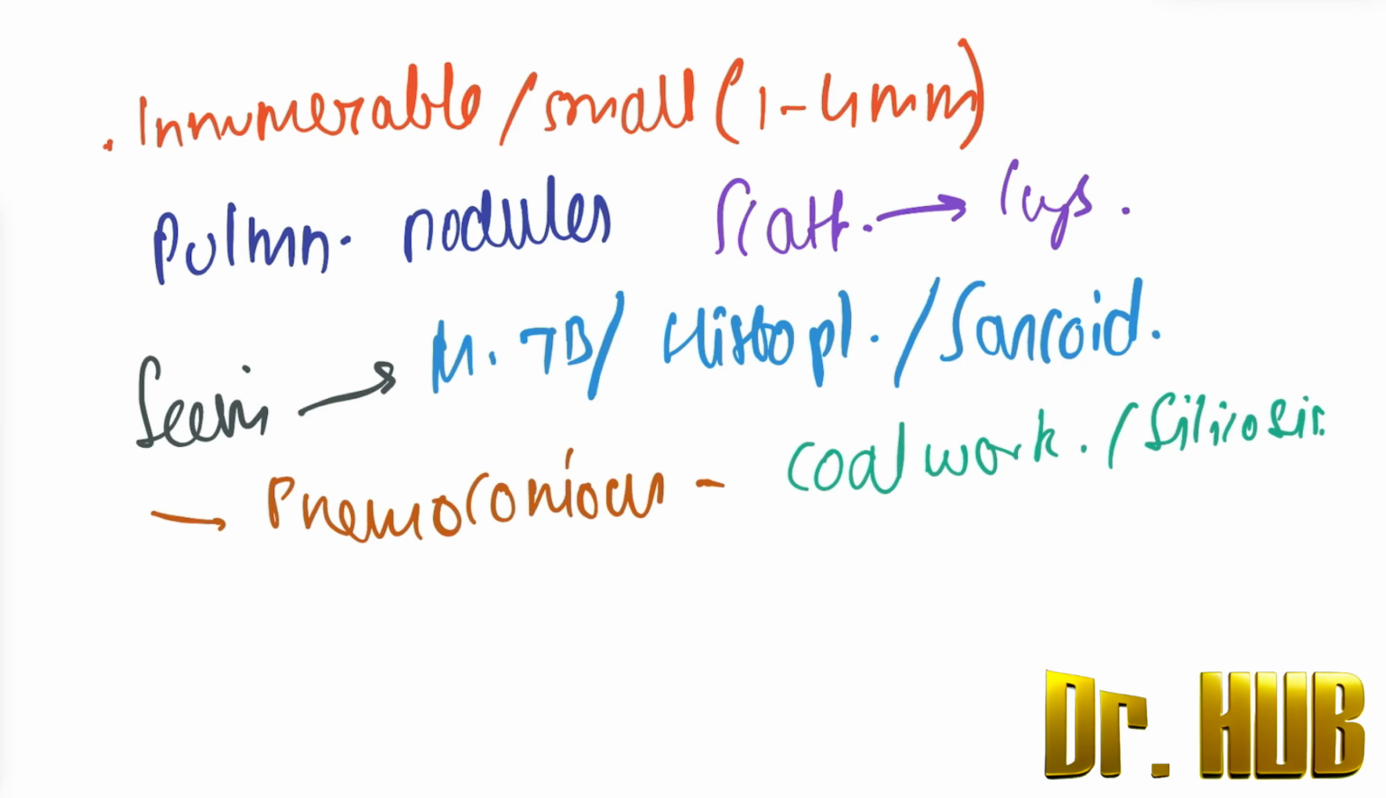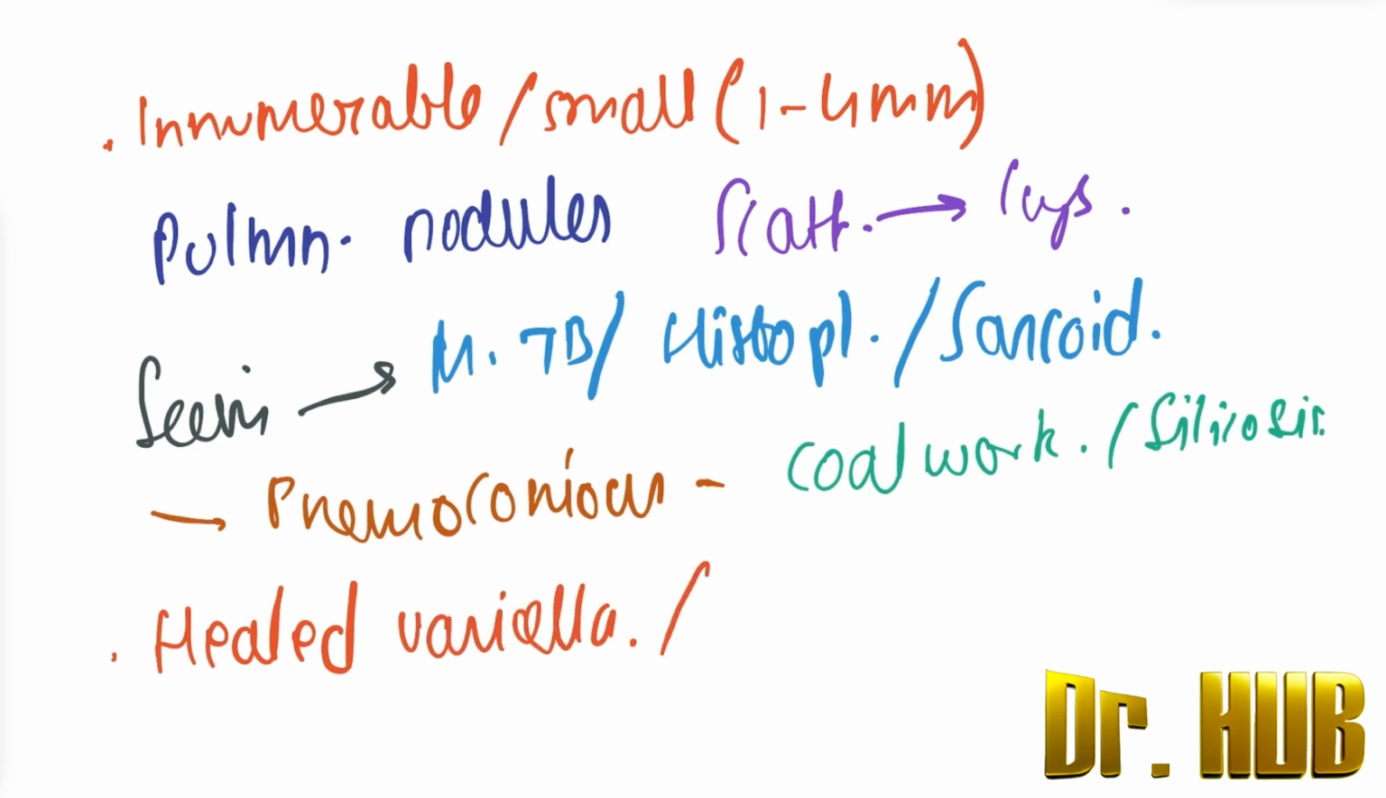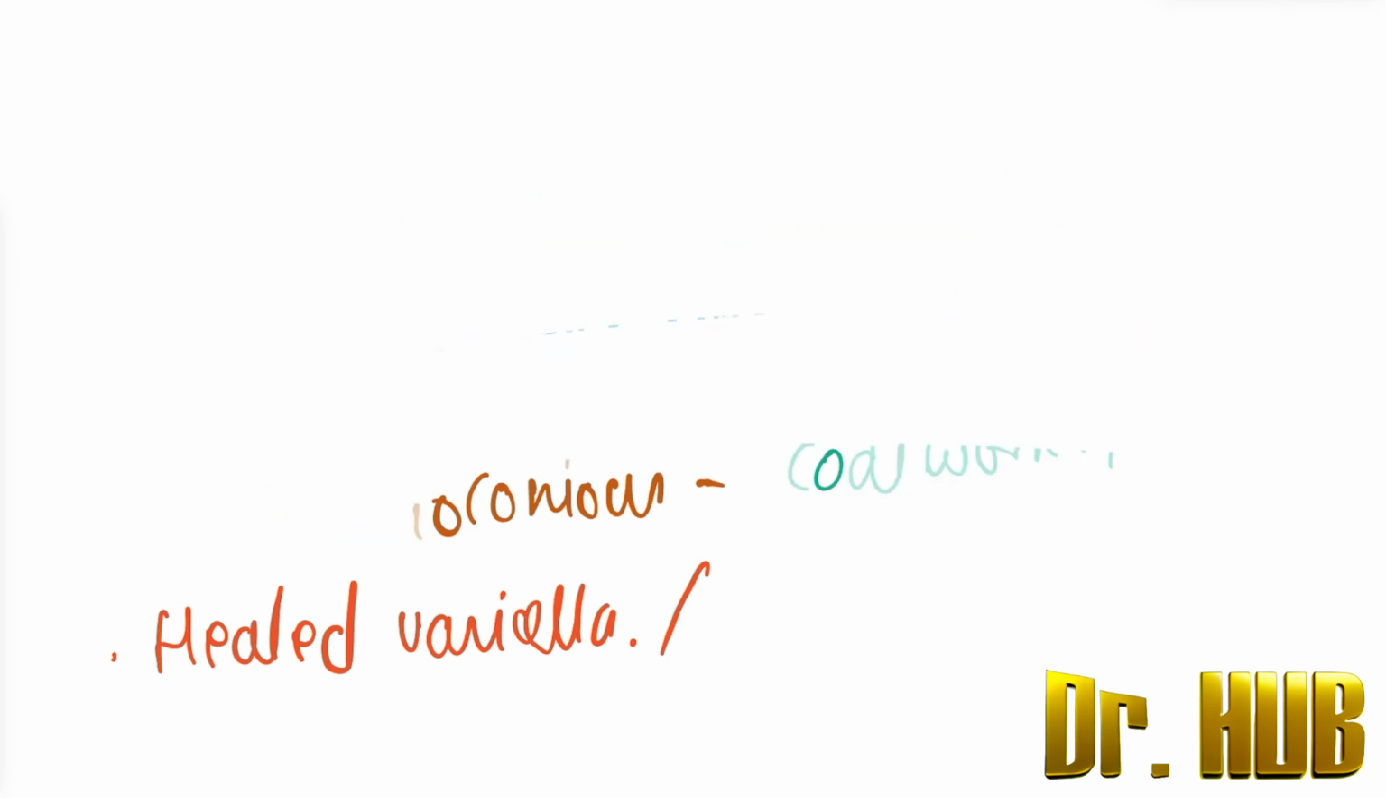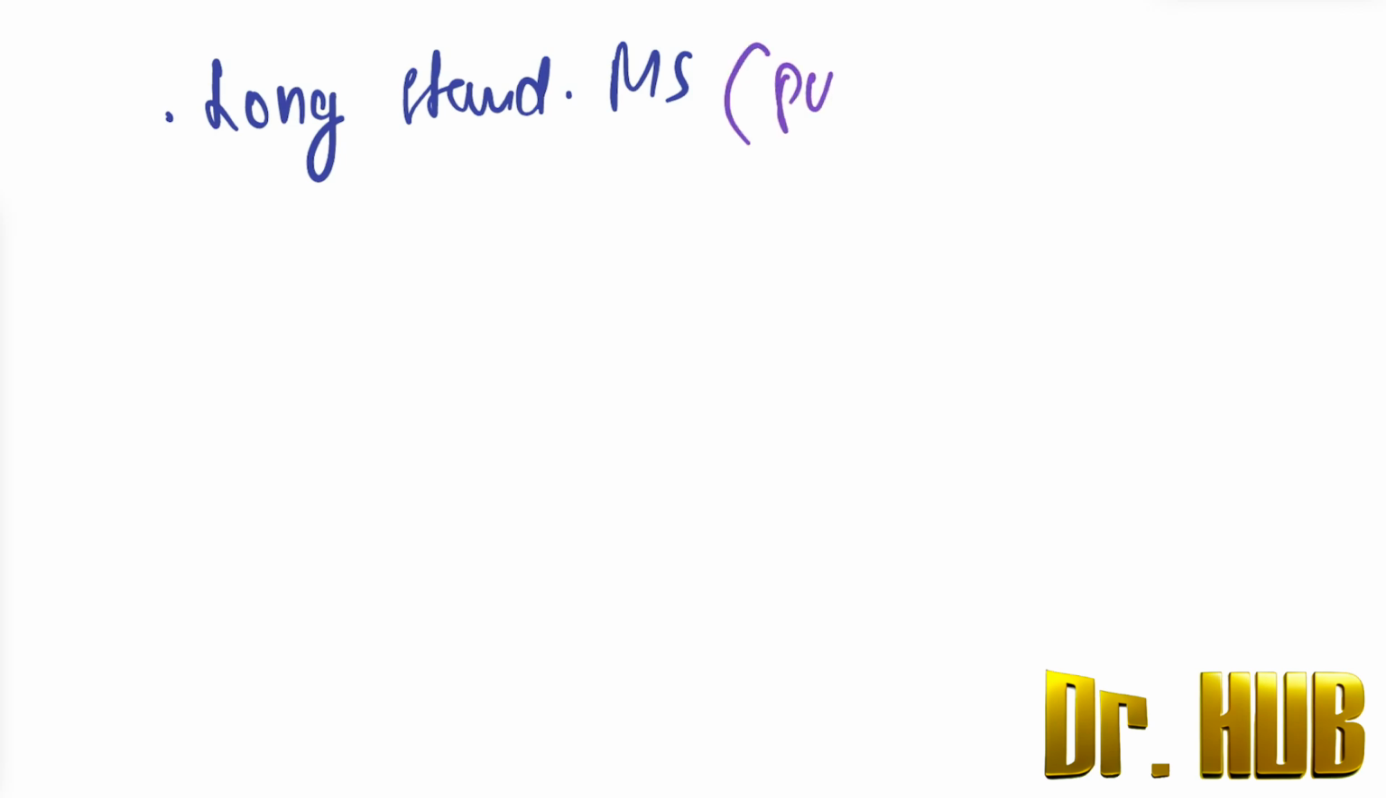Then there is healed varicella, which is also a cause. And long-standing MS. Long-standing MS can lead to pulmonary hemosiderosis.